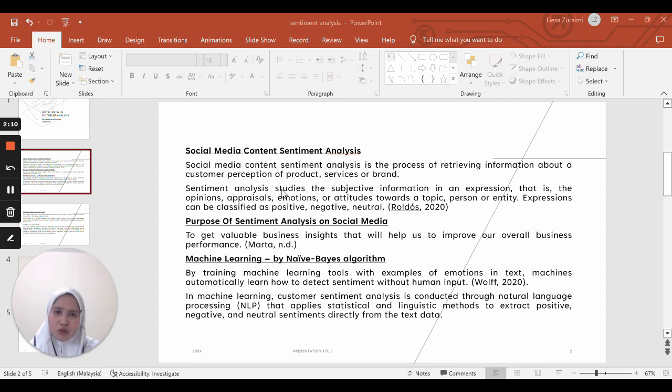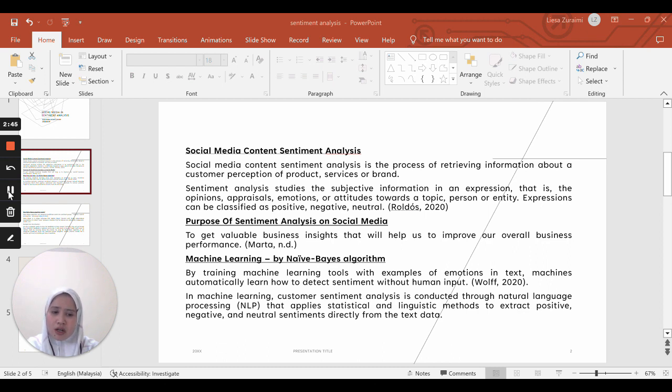By training machine learning tools with examples of emotion in text, machines automatically learn how to detect sentiment without human input. In machine learning, customer sentiment analysis is conducted through natural language processing (NLP) that applies statistical and linguistic methods to extract positive, negative, and neutral sentiments directly from the text data. There are a number of techniques and complex algorithms used to command and train our machine to perform sentiment analysis. But used together, they can provide exceptional results.